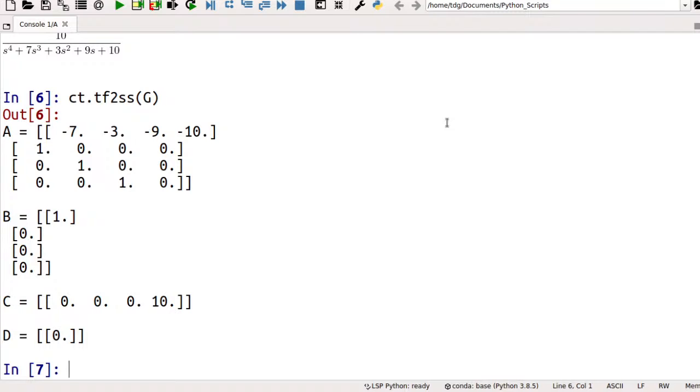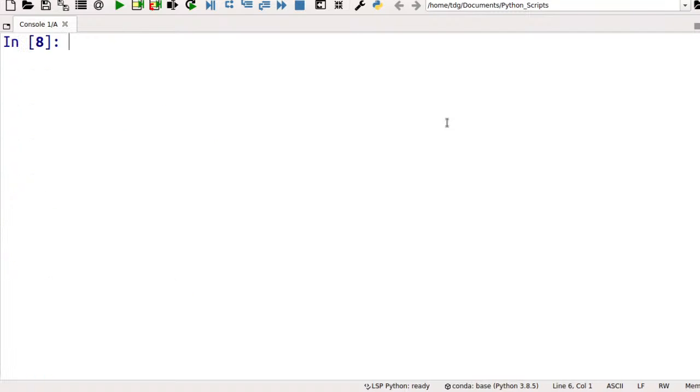So you can always do the other way around. You can put the state space model in Python and ask it to give you the transfer function model, because there are infinitely many state space models. The way you would do the state space model would be different from the way I would do it, but the transfer function would always be the same, right?